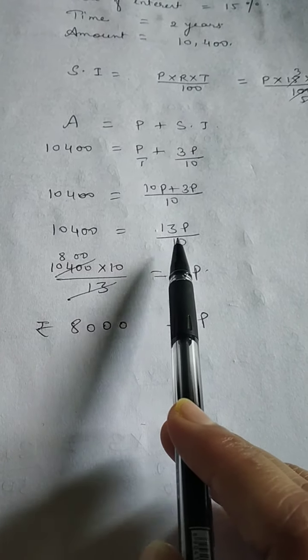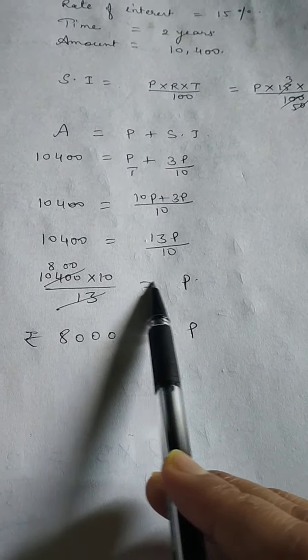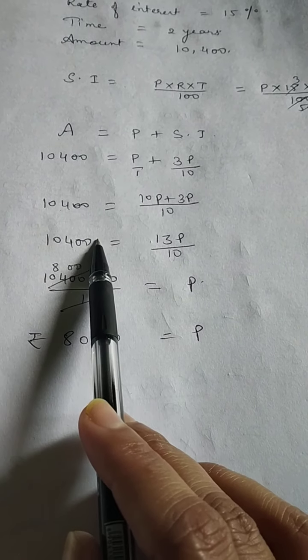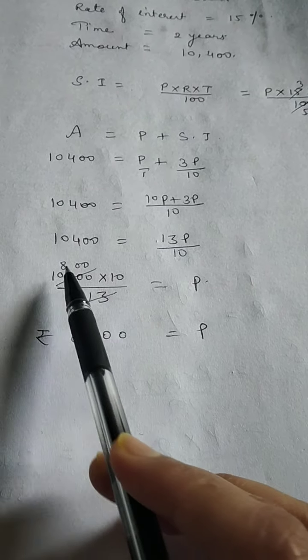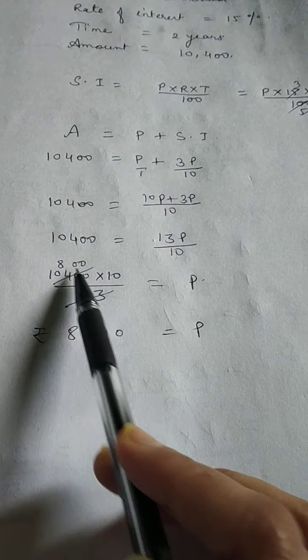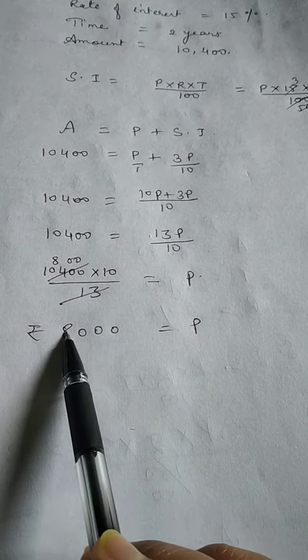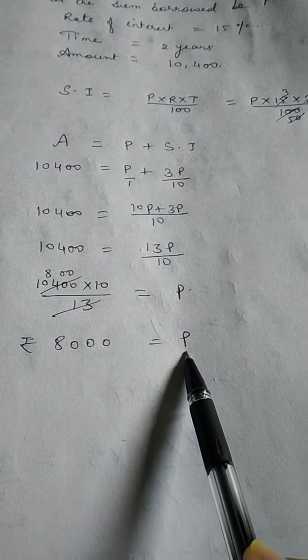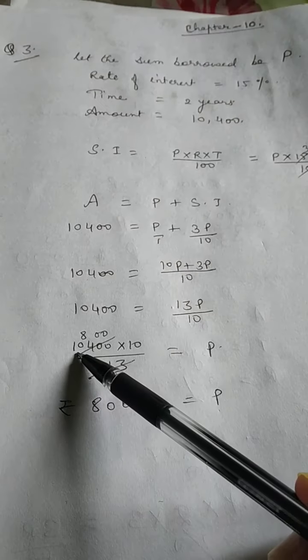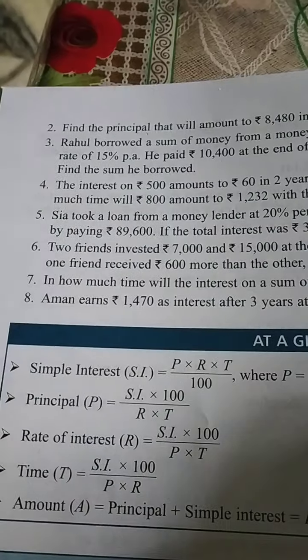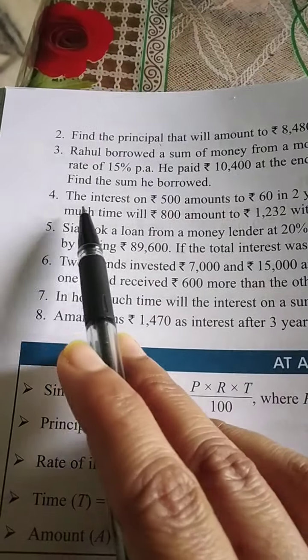We have to find out the P value. So P will be here only. This 10 will go to this side, it will come in multiply, and this 13 will come in divide. Now 13 8s are 104, 0 will be here. 800 into 10 will be equal to 8,000. So we have got the principal amount, 8,000. Okay, understood the steps? Now the next question is question number 4.